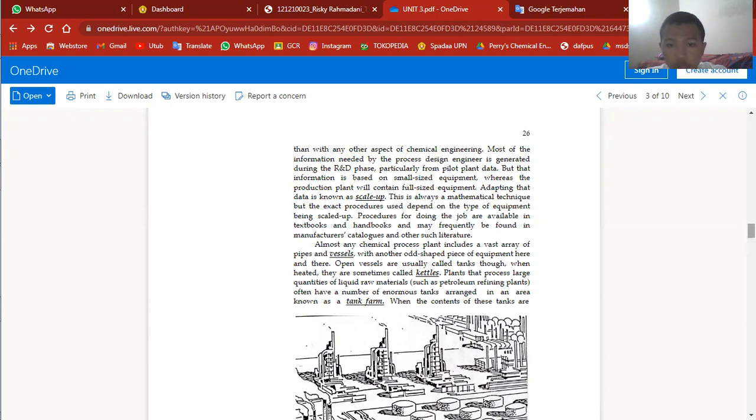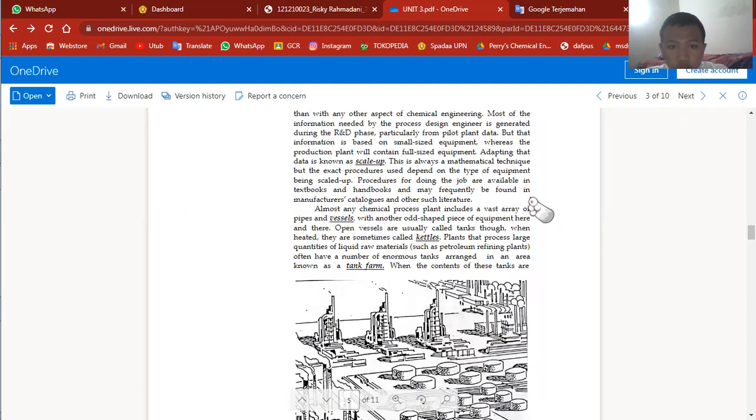This is always a mathematical technique, but the exact procedures used depend on the type of equipment being scaled up. Procedures for doing the job are available in textbooks and handbooks and may frequently be found in manufacturers' catalogs and other such literature.